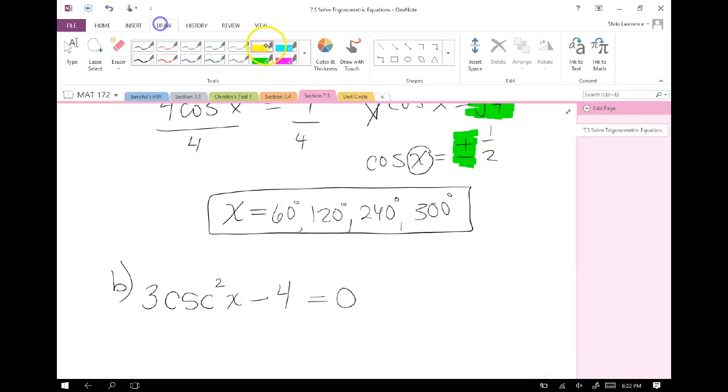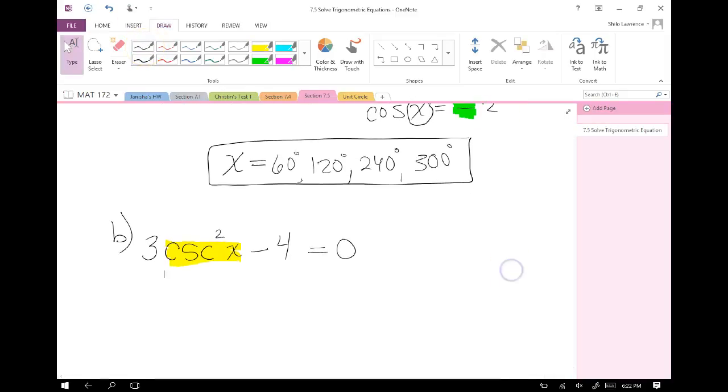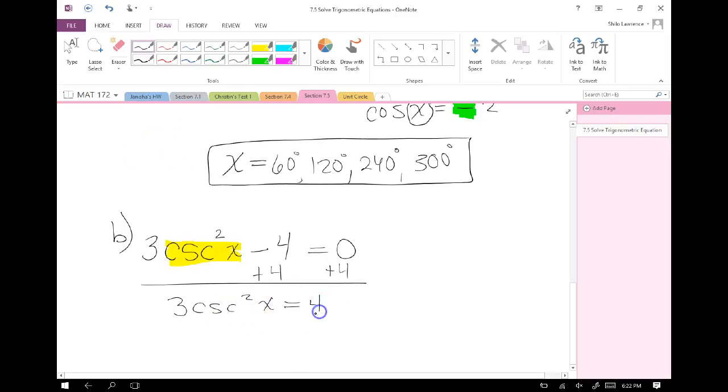All right, so there is only one trig function in the whole entire problem, which means I should be able to solve this with opposite operations. So let's just get the cosecant all by itself. So add your 4 over, divide your 3 over. We get cosecant squared x equals 4/3.